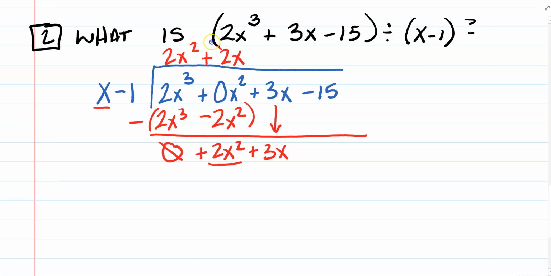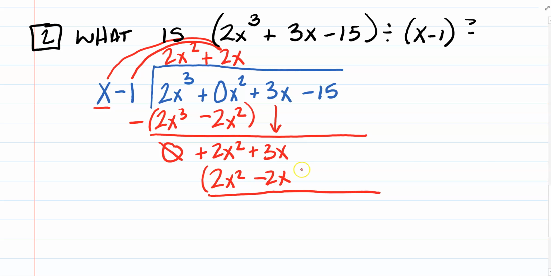And that's because 2x times 2x gives me a positive 2x squared. I can erase this line if I want. Okay, and then a 2x times a negative 1 is a negative 2x. And notice how everything is being shifted over to the right, and all of my columns are staying lined up. That's really important. 2x squared minus 2x squared is nothing. 3x minus a negative 2x becomes a positive 5x, and I can bring down the minus 15.